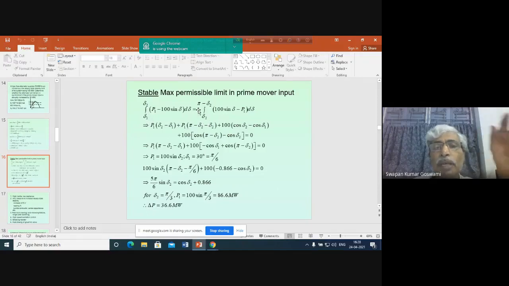From delta 2 to pi minus delta 2. Why pi minus delta 2? Because the input power line will meet the output power line curve at these 2 points. At the rightmost point, we are having pi minus delta 2. There, it is sine delta minus P1. So this area must be equal to this area. So you now solve this and you will have this equation. From this equation, now you can find out the value of delta 2. Okay, so you see that it is 86.6.